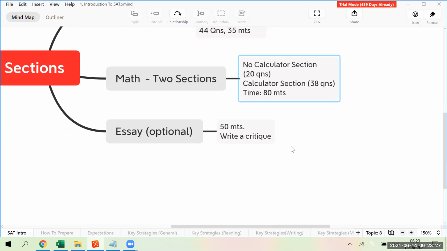And in the next tutorials, we are going to study how to prepare for SAT. What are the expectations from you as a learner? What are some key strategies related to reading, writing, and math sections, and so on.